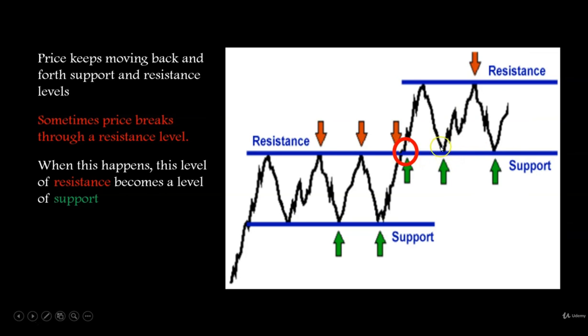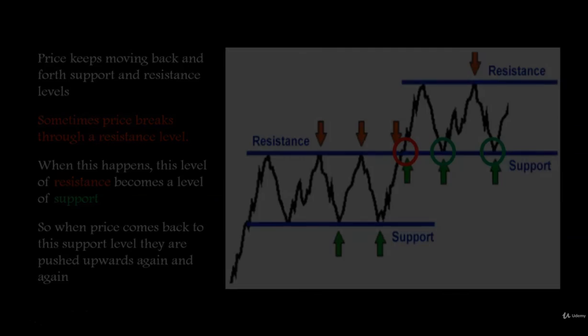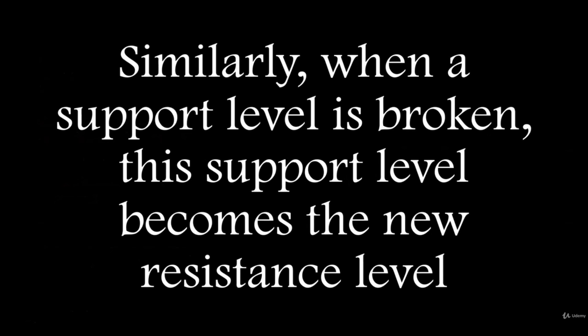So ideally, you do not want to trade at this point. You want to let the price bounce back upwards, and now every time it comes back to the same level of support, we can accurately say that there is a large possibility that prices are going to rebound upwards. And this continues to happen again and again until a support and resistance is broken. When a support level, on the other hand, is broken, this support level becomes the new resistance.